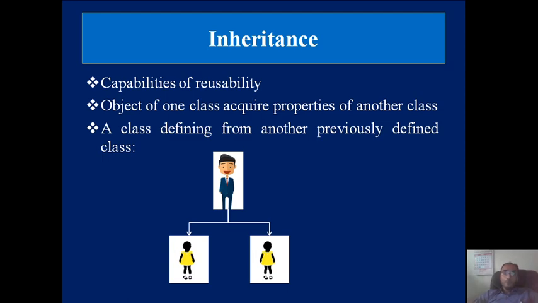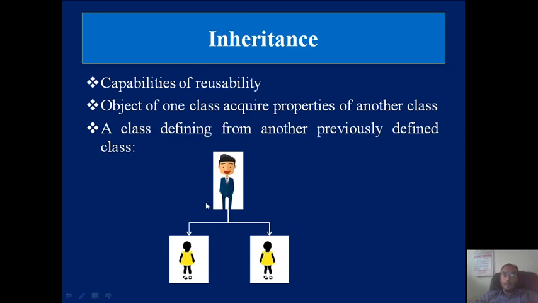Next important characteristic of an object-oriented programming language is inheritance. What do you mean by inheritance? To inherit something means to acquire something from your ancestors, right? So it is a capability of reusability. In programmatic terminology, we can say that an object of one class can acquire a property of another class. Now that other class must have been predefined before. So it must be defined before using it, right?